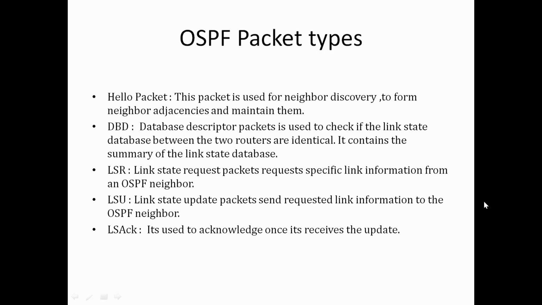LSU is the link state update packet, which is sent to the other router when it receives the link state request. So the specific requested link information will be sent to the OSPF neighbor. And the LSAck is used to acknowledge once it receives the update. So these are the important packets which are used in OSPF in order to form neighborship and adjacency.